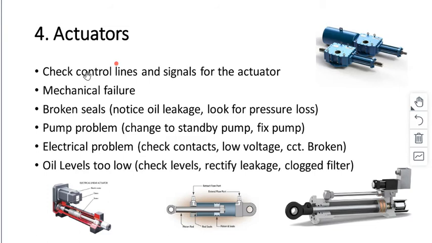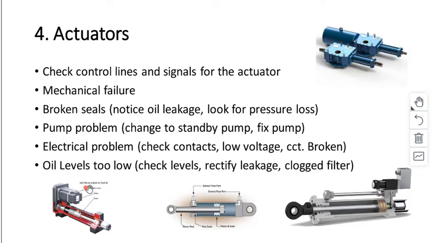Okay, so we've got actuators. Now, actuators can be pistons. We've got some pistons here. They can be levers, they can be lots of other stuff as well. So anyway, for actuators, we need to check the control lines and signals for the actuator. So an actuator can be operated electrically. So you might have a solenoid stuck on there. I'm just looking at some of them here. This one looks like it's got a solenoid on there. So it could be an electrical fault on there. So the power is generated through the hydraulics, but the signal is given through a solenoid, which opens up the piston or closes it.